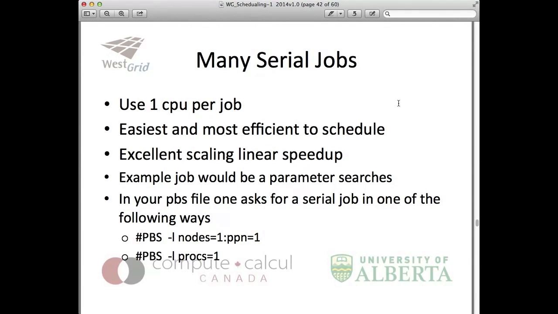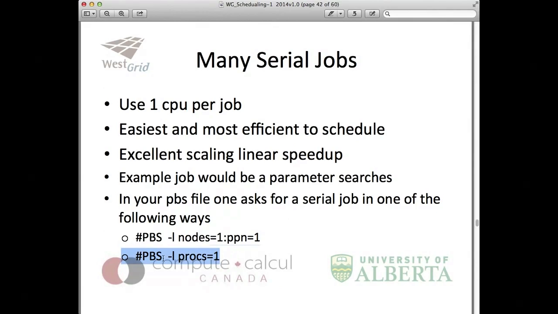Many serial jobs are the easiest, most efficient of the parallel types of jobs to schedule. They have excellent scaling, so linear speedup. In other words, if you run 100 of these jobs, you'll get 100 times more work done, because there are just 100 individual jobs. Examples of this would be parameter searches.